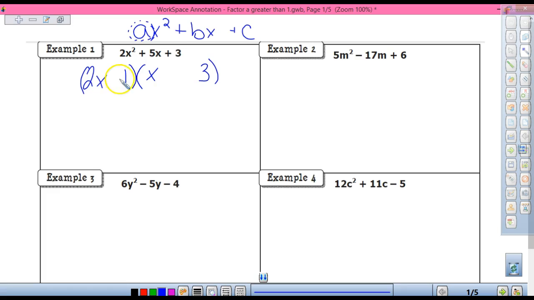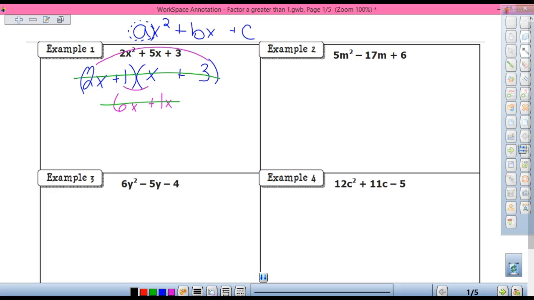Okay, so if this is my case, we need to check to see if my middle term is correct. Okay, and the two things that you need to check are the outsides. So 2x times 3 is 6x, plus, and then you've got to do the insides. 1 times x is 1x. Does that get you to 5x? No. So this one is out.